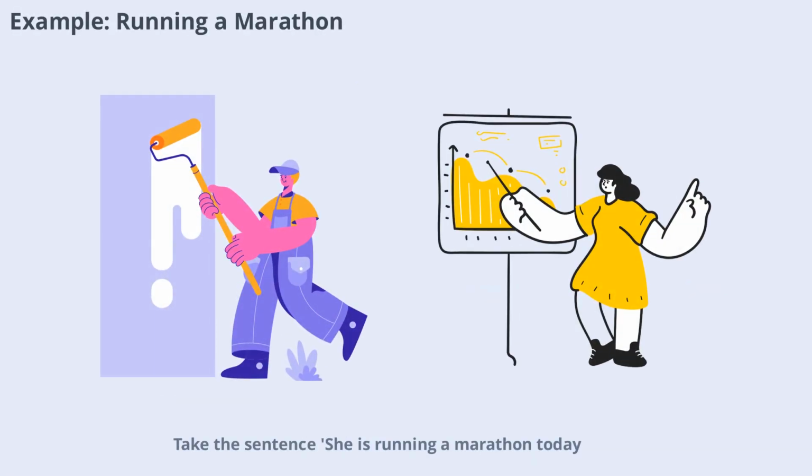Take the sentence, she is running a marathon today. The present participle running works with the helper verb is to show that the action is happening right now. This is a clear example of how participles help form continuous tenses in English.